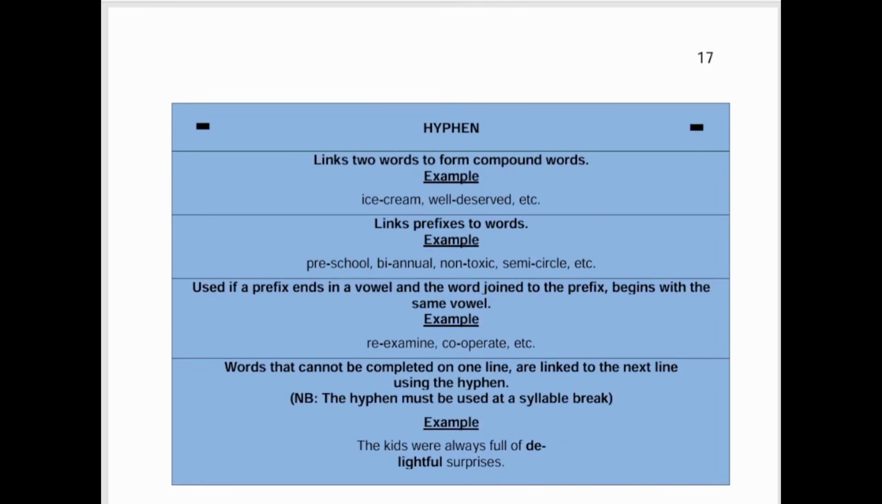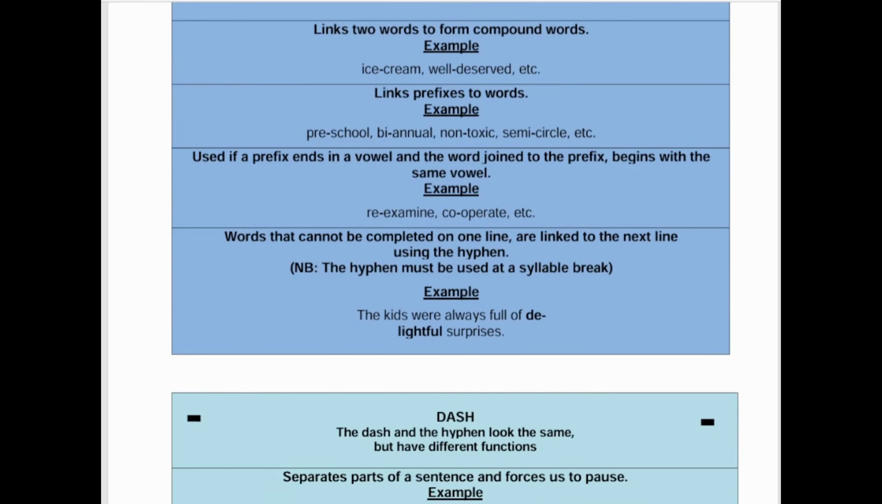NB, the hyphen must be used at a syllable break. Example: the kids were always full of delightful surprises. So you can see the word delightful is not in full. Maybe the line was over, and this person had to continue with the same word in the next line. That's why the student wrote D, then put a hyphen, then continued delightful surprises.